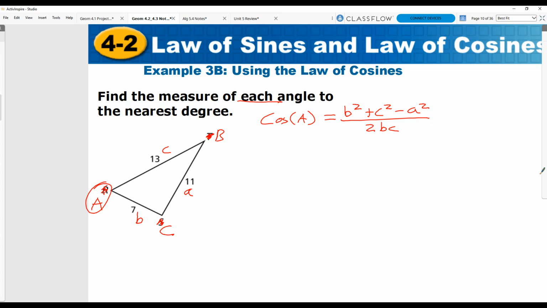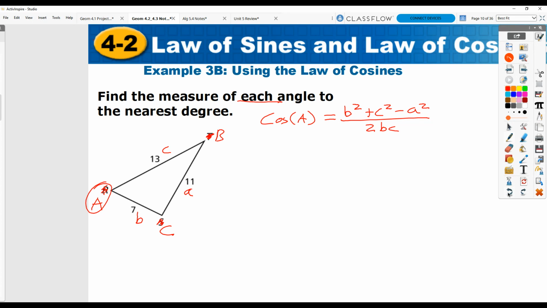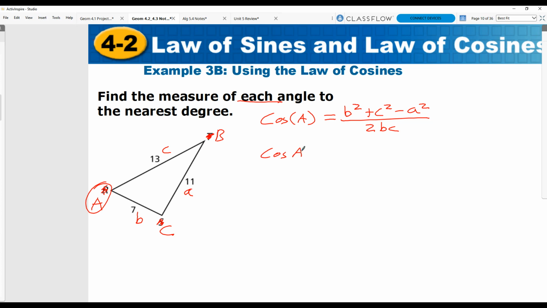Okay, so we are trying to solve for cosine A. So we're going to plug everything into this side over here. Okay, so we're going to say cosine A is equal to, now let's just plug in some numbers. We have 7 squared plus 13 squared minus 11 squared, all over top of 2 times b, which is 7, times c, which is 13. Okay, so we got everything filled in where it should go. All right, now it's just a matter of getting this calculated.